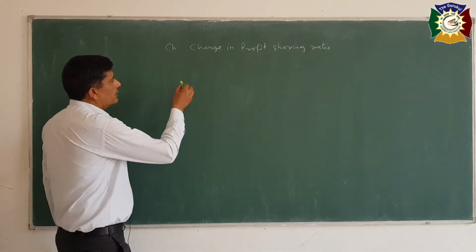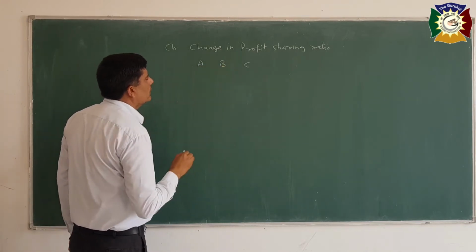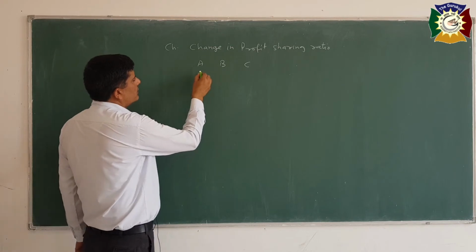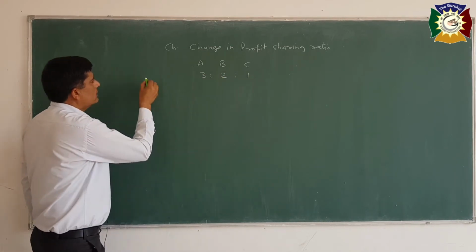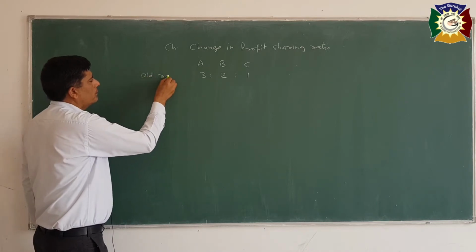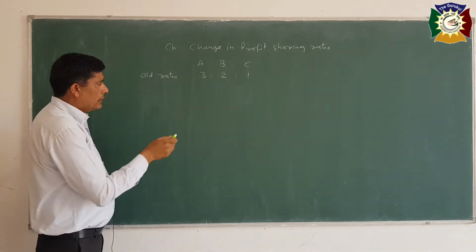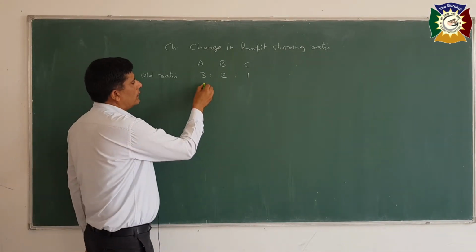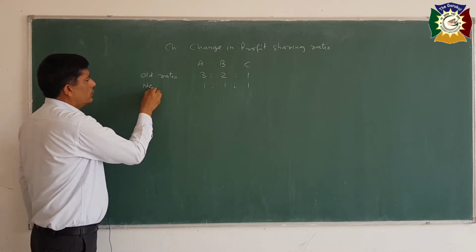Like there are three partners, A, B and C. They are distributing profits in the ratio of 3 to 2 to 1. This is the old ratio. Now they decided that they will share future profits in equal ratio, that is 1, 1, 1. This is the new ratio.